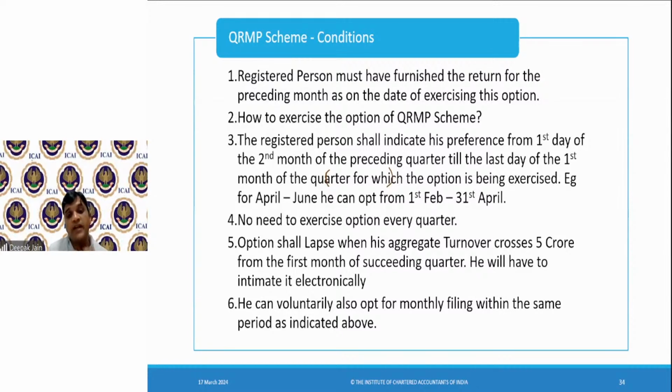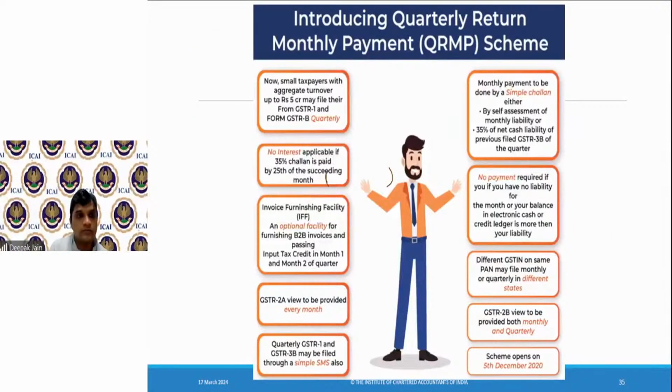Now, how does the payment happen? Somebody was asking about the payment. Now, how is this QRMP introduced? QRMP is introduced for small taxpayers with aggregate turnover of 5 crores, who file GSTR-1 and 3B quarterly. No interest is applicable if 35% of the challan is paid. So the payment is correct.